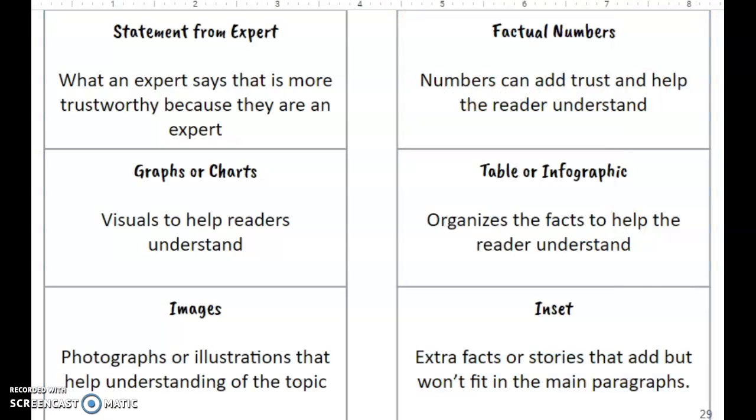And an inset would be extra facts or stories that add to but won't fit into the main paragraphs. Sometimes when an author is making a point, they know this other fact that goes with it, it's related to it, helps prove their point, but it doesn't fit into the main paragraph, and then they do an inset. You could also call it a sidebar or information in a box, any of those things. It's still a way that an author adds more information to convince us towards their claim or their opinion.